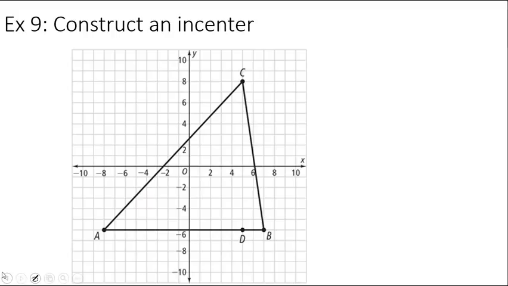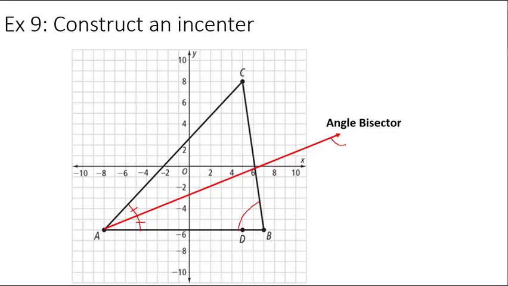Okay, so now example 9, we're going to construct an incenter. So again here, I'm just going to pick two of the angles. So I'm just going to say I'm going to use angle A and angle B to construct it. Okay, so I'm going to start off by drawing my first bisector through angle A. So that means that this one cuts these angles into two parts. And then it means that this is an angle bisector.